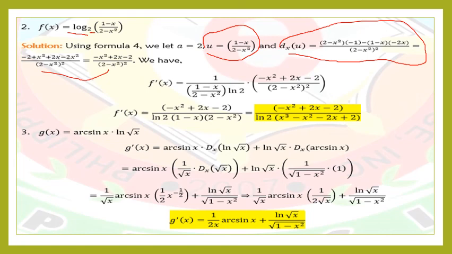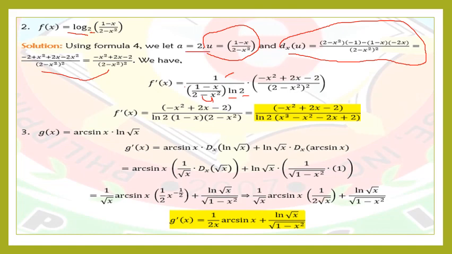Since na-derive na natin yung u natin, pwedeng diretso na tayong mag-substitute sa formula. So, we have f prime of x is equal to 1. Diba ang formula, ang derivative nito is 1 over a ln of a times du, with respect to x. So, we have 1, given din na nasabi ko formula ang i-mention na sa last slide, times, eto yung u natin, yung 1 minus x over 2 minus x squared as a whole, times the ln of a. Ang a natin is yan yung base. Okay? A is equal to 2.